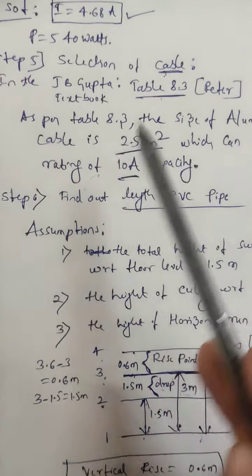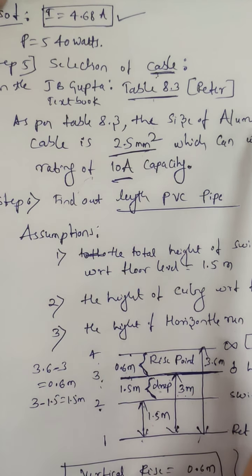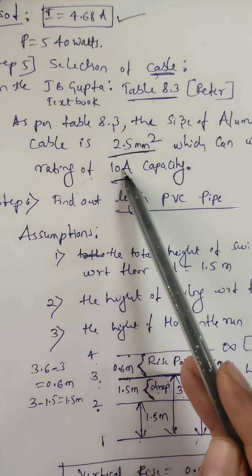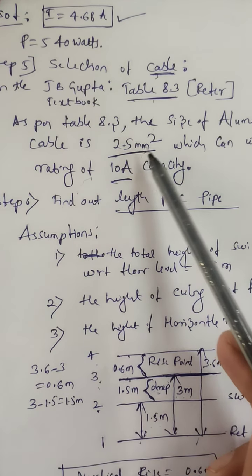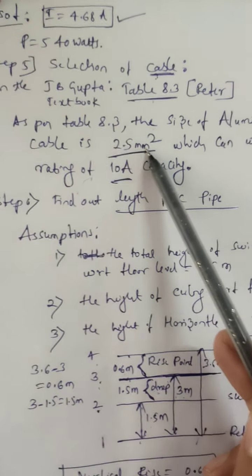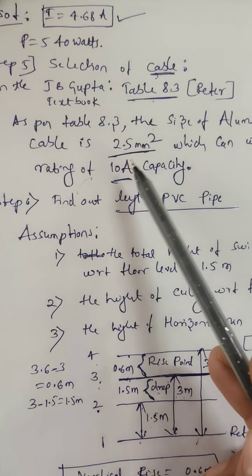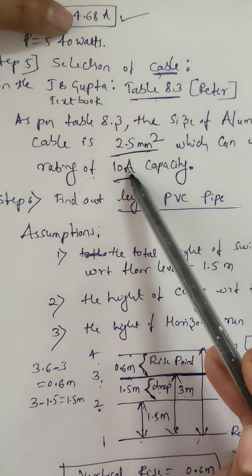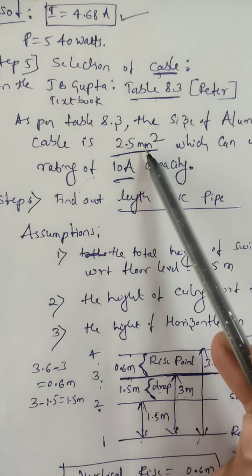So I am referring to table 8.3 and writing the size of cable required for this layout. It is 2.5 mm square, which can carry the current rating up to 10 ampere. I think this is the minimum cable rating available in the table. This is the minimum cable, 2.5 mm square should be used, carrying current capacity up to 10 ampere. So our current value is 4.68. The cable can carry up to 10 ampere, so it is more than that. So it is safe to use a cable of this size.